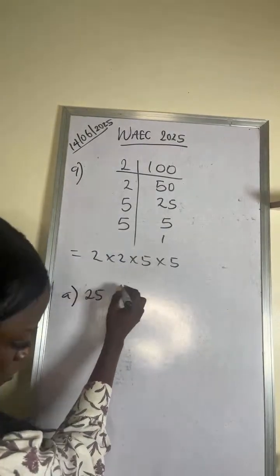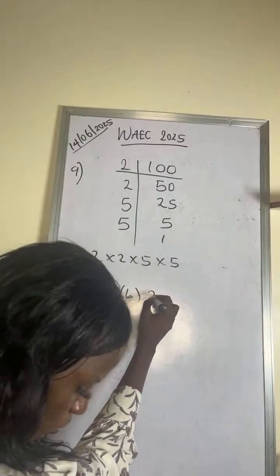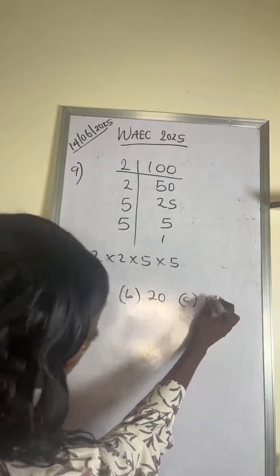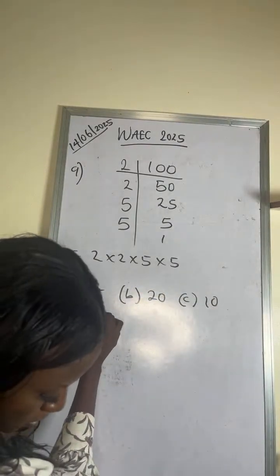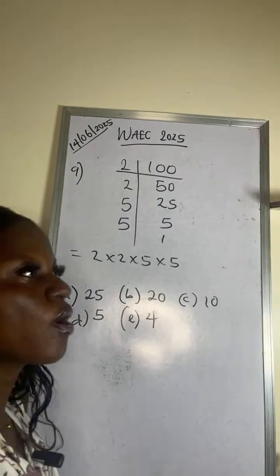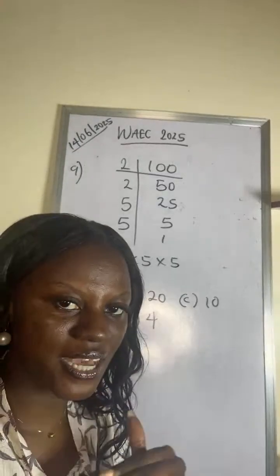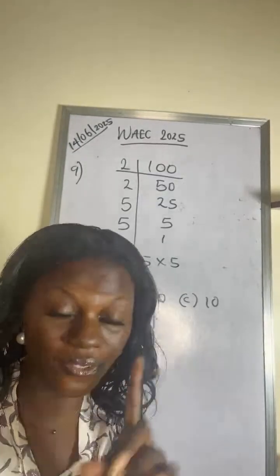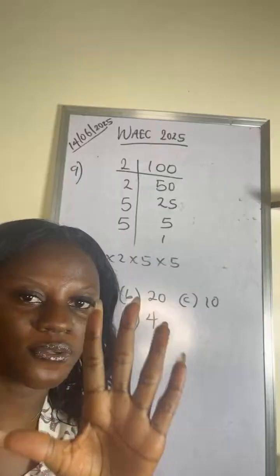The first option is 25. The second option is 20. The third option is 10. The fourth option is 5. And the fifth is 4. So we know what prime numbers are, right? Let's start from there. Prime numbers are numbers that can only be divided by themselves and 1.